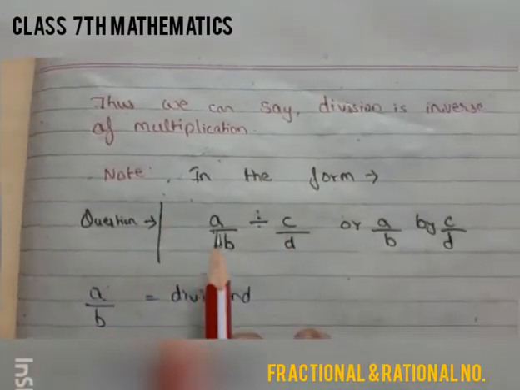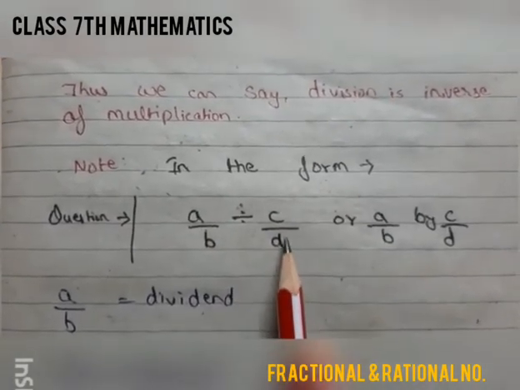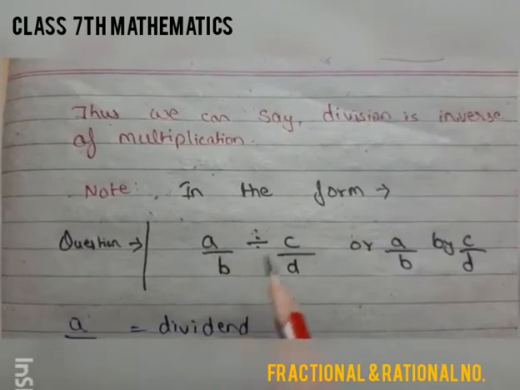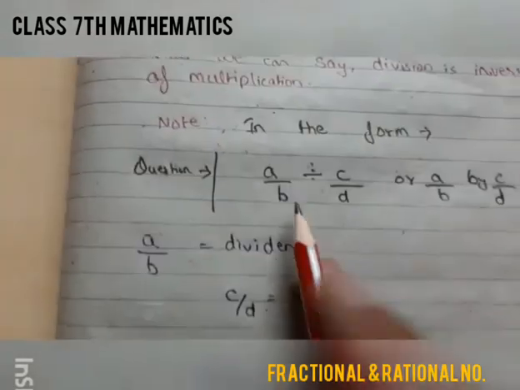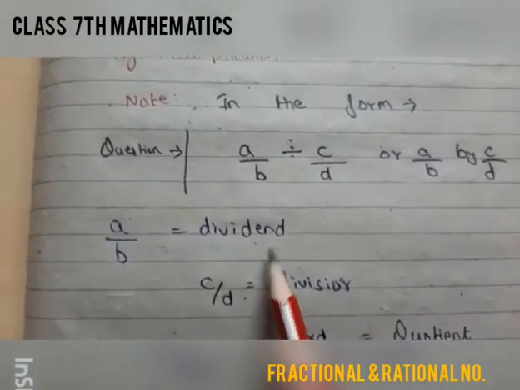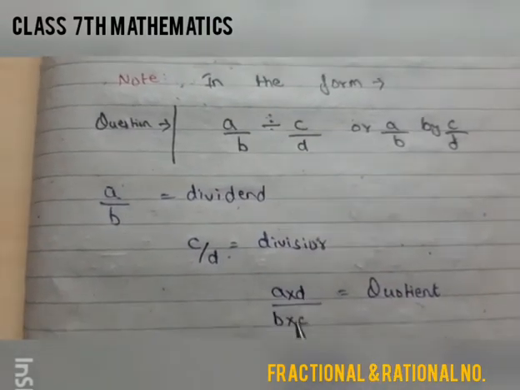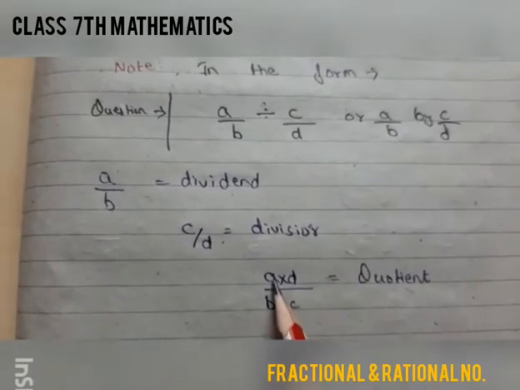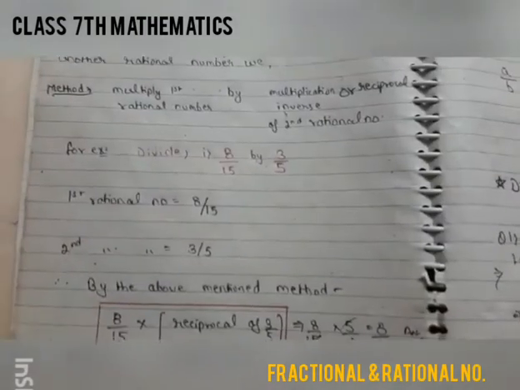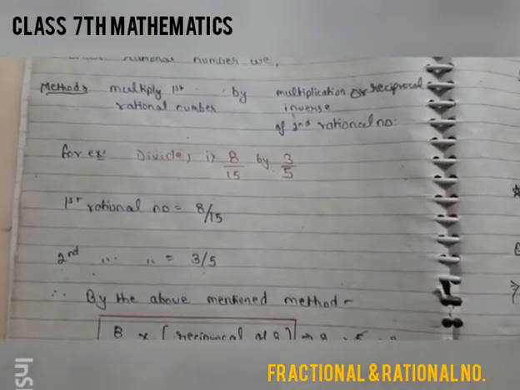Now, when it comes to division of rational numbers, what is the standard format? A upon B divided by C upon D. There can be numbers also, but instead of numbers I am writing alphabets, because there can be any numbers like 1, 2, 3, 4, etc. Here your first rational number, A upon B, is known as the dividend. Your second rational number, C upon D, is always known as the divisor. And after doing the reciprocal, A upon B into D upon C is always known as the quotient.